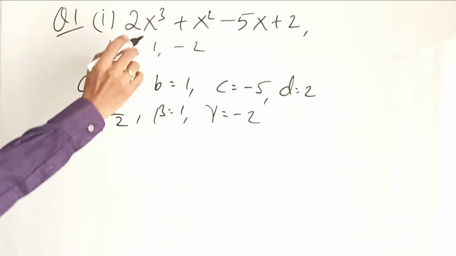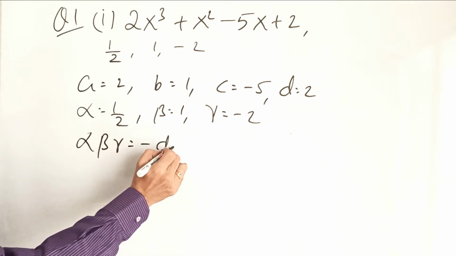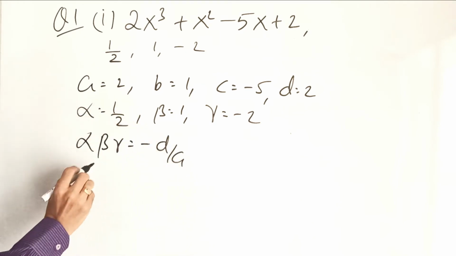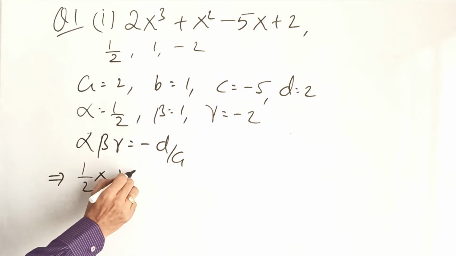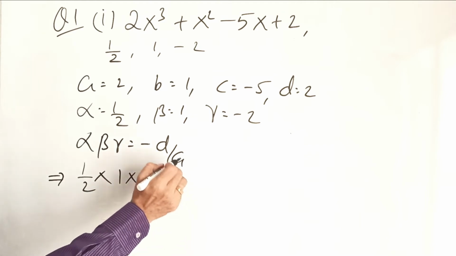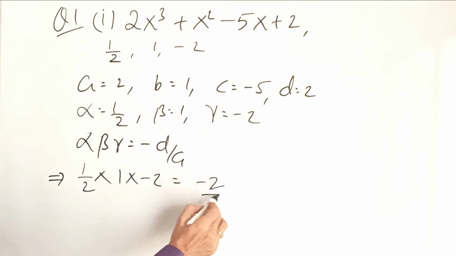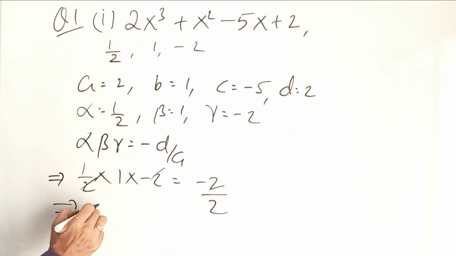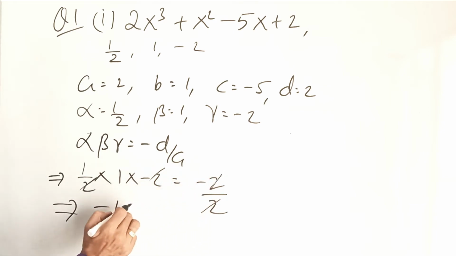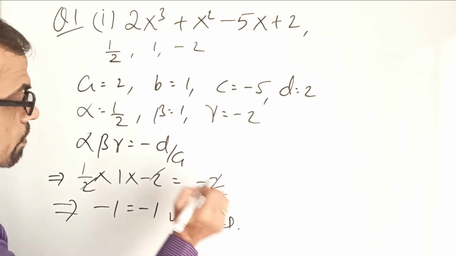Now let us check the last relation, alpha beta gamma is equal to minus d upon a. Alpha means 1 by 2, beta is 1 into gamma is minus 2, it is minus d, d means 2, so minus 2 upon 2. So let us solve this one. 2 will cancel, minus 1, this is also cancel, minus 1. So this is also verified.